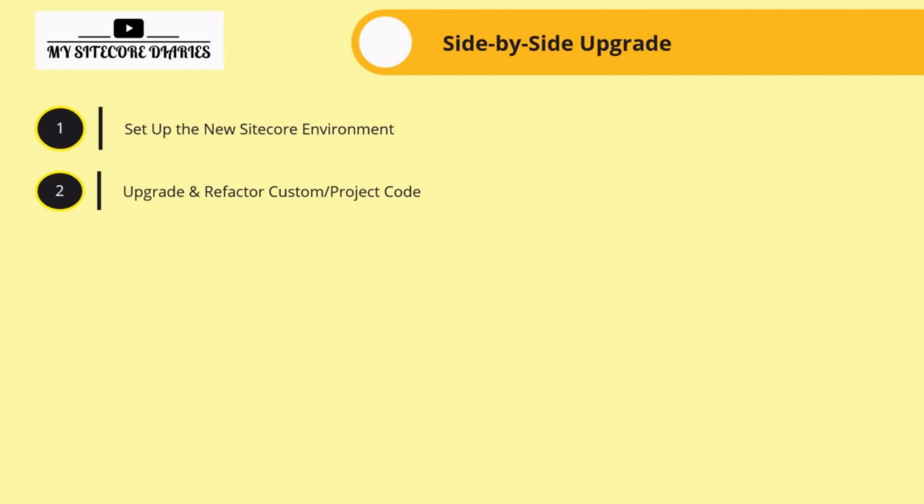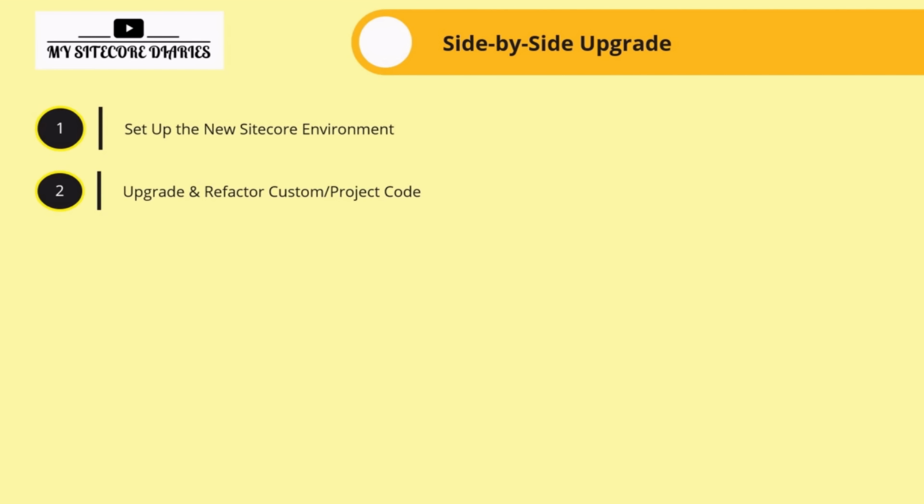Then the next thing is to upgrade and refactor the custom and project code. You must be having your project code, right? If you are using Sitecore MVC, you must have your project code in some repository. In that project you must have been referring to the old version of Sitecore. So the first thing you need to do in that code is remove those old versions and upgrade to the latest version you are targeting. Say the latest version right now is 10.4.